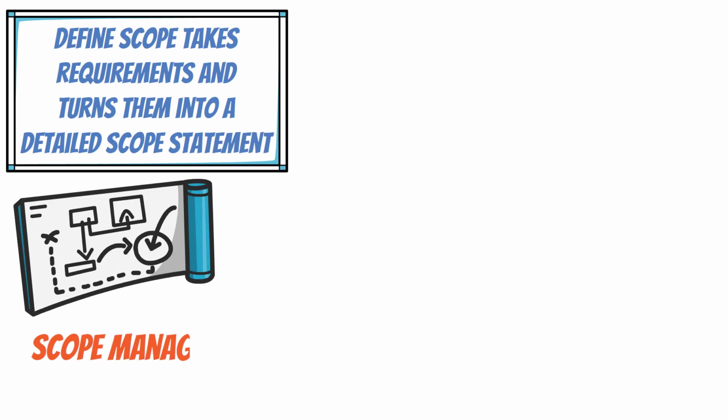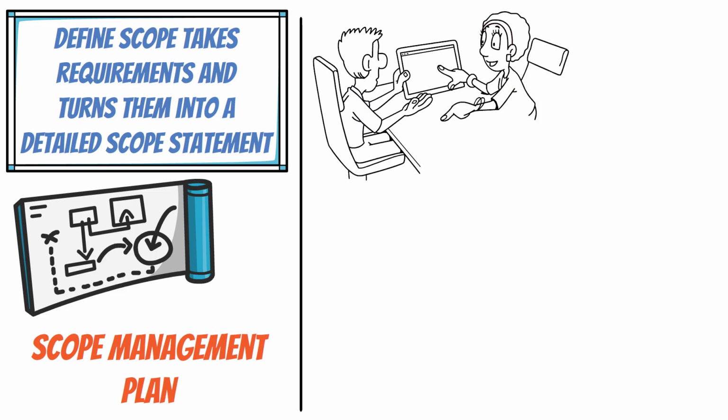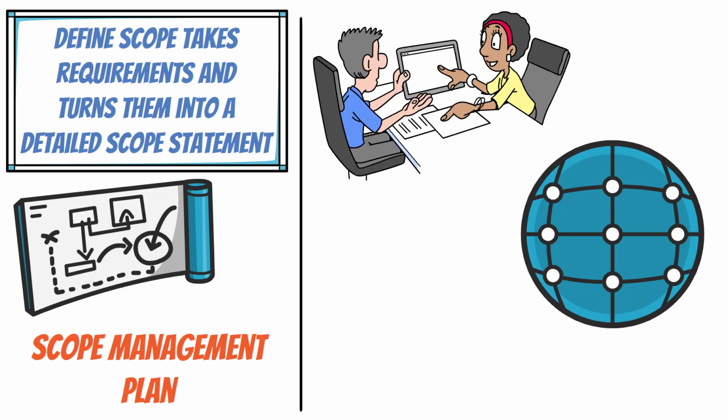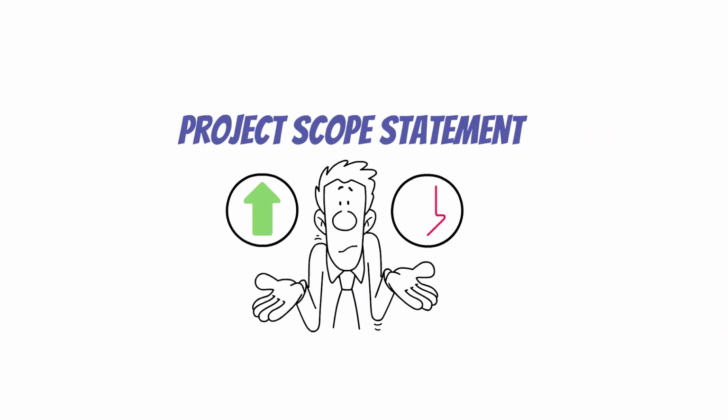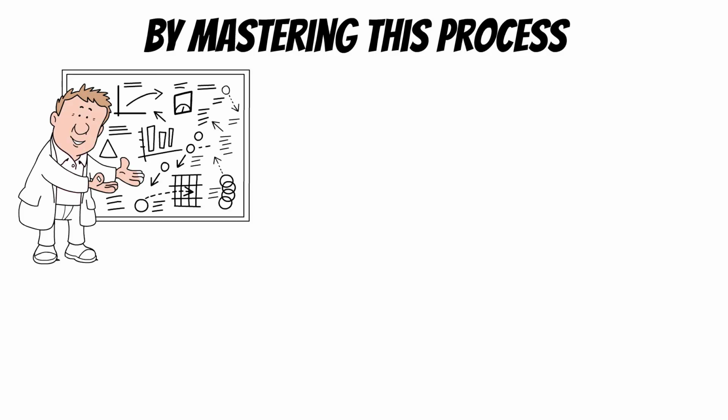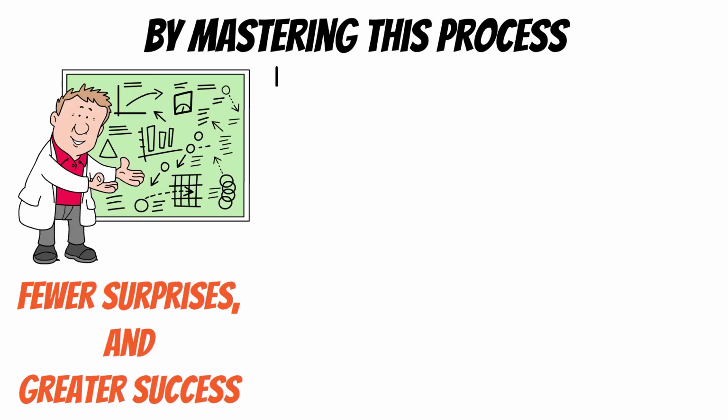So let's summarize what we covered today. Define scope takes requirements and turns them into a detailed scope statement. Key inputs include the project charter, scope management plan, and requirements documentation. We use tools like expert judgment, data analysis, and product analysis to refine the scope, and the major output is the project scope statement, which defines what's in and what's out of the project. By mastering this process, you're setting up your project for clear direction, fewer surprises, and greater success.